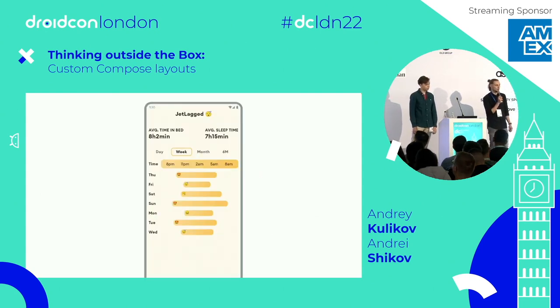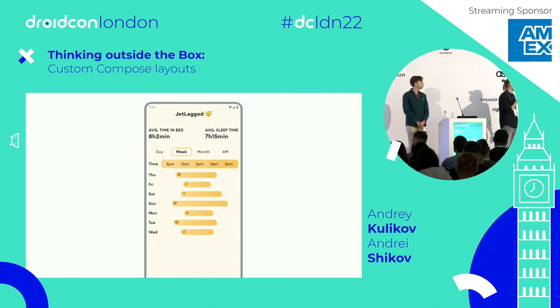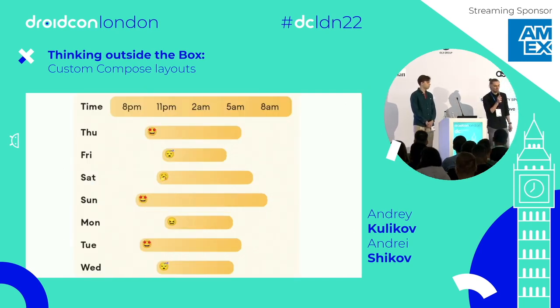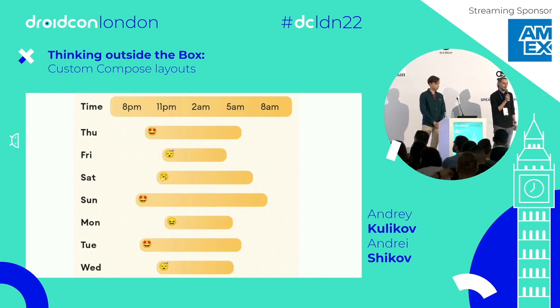So assume that your designer asks you to implement such a screen. In fact, you maybe already saw the screen. That's our new sample app called JetLagged. We just released it at Android Developer Summit this week. But we actually changed some layouts in there, and we will not go into any graphics or animations. Instead, we will try to implement this graph.